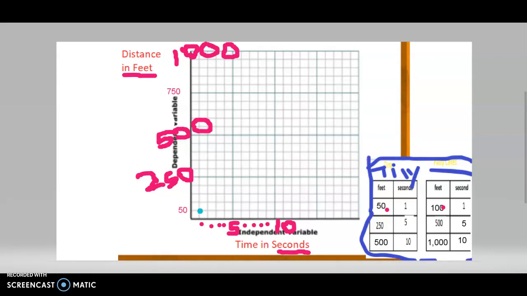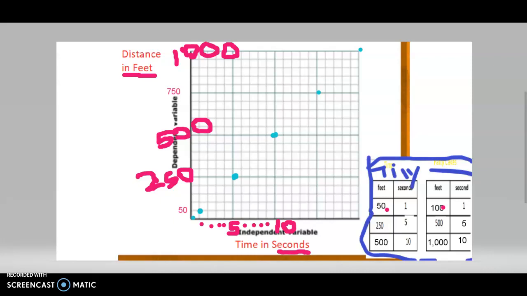So what you should have done is 5 seconds was 250 feet, went right there. And then 10 seconds is 500 feet, went right there. And what you should be noticing is this is a perfectly straight line that I could continue, and I could predict what future measurements would be just by following this line. And you will need to draw a line there through all of those points, make it a straight line. Okay, and then we will move over to Patty Cakes.